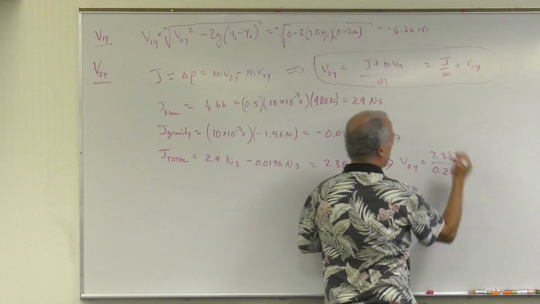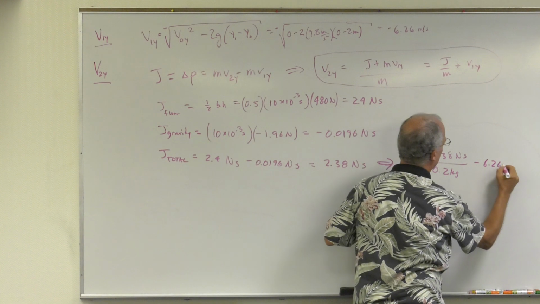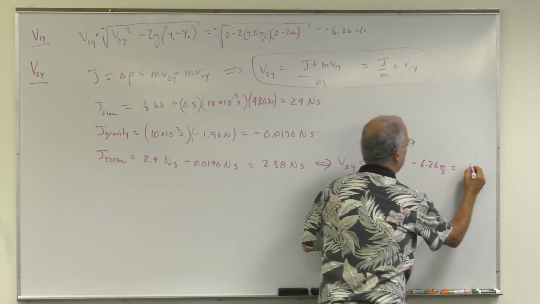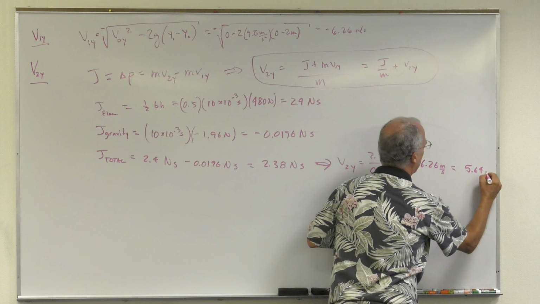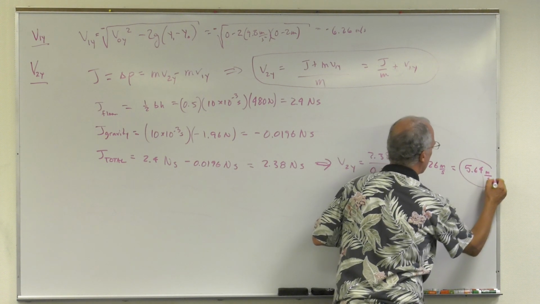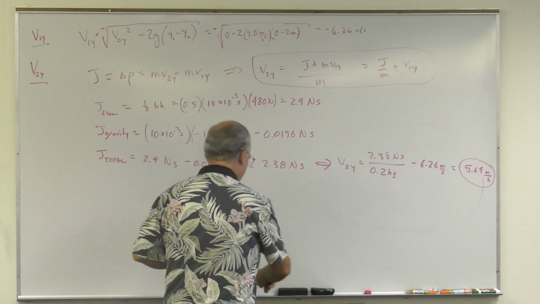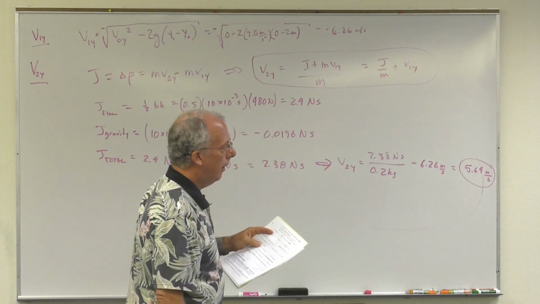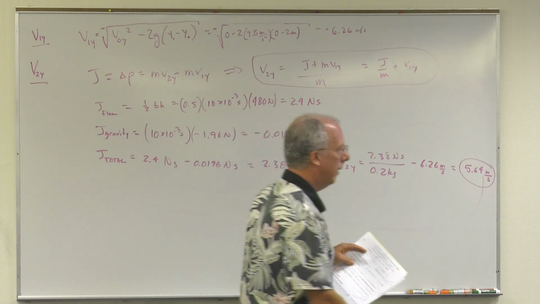But it's negative, so we minus 6.26 meters per second. And I promise you, you do that, you get 5.64 meters per second. Okay, awesome. So now we know V2y, right?